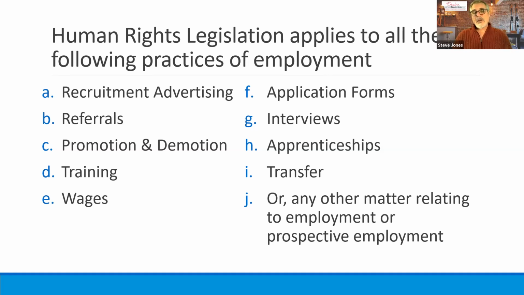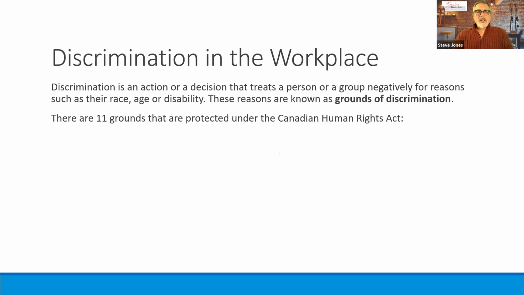There's some exceptions, and we're going to talk about some of those exceptions today and the terminology we use around that. It covers things like apprenticeships, who's going to get training and get promoted and become journeymen. It talks about transfers of employment and pretty much any matters that deal with the recruitment, advertising, selection, promotion, pay of employees. So, discrimination in a workplace, discrimination is really defined as an action.